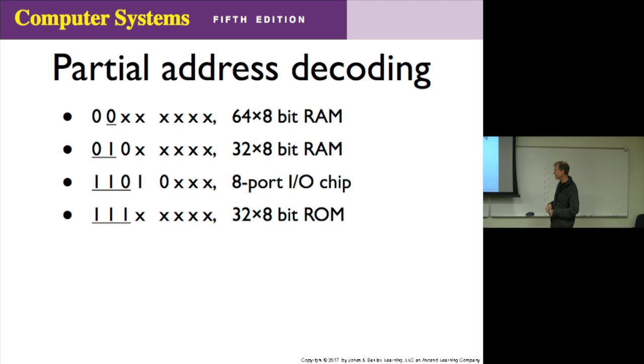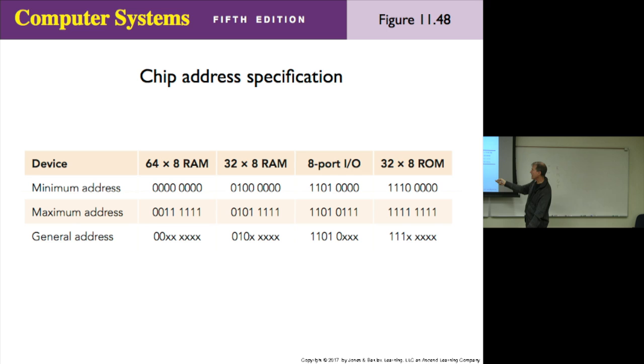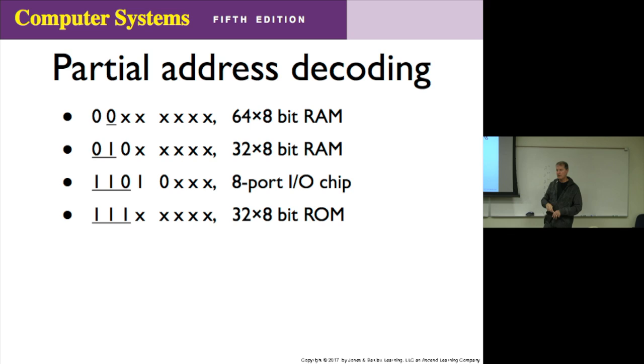here's what we do. Let's go back to this table in figure 11.47. And let's write down the general address for each one of these devices. So the general address for our big ROM is 00XXXXXX. For the 32x8 RAM, it's 010XXXXX. For the 8-port I/O, it's 11010XXX. And for the 32x8 ROM, it's 111XXXXX. So let's write down each one of those right on top of each other and inspect.